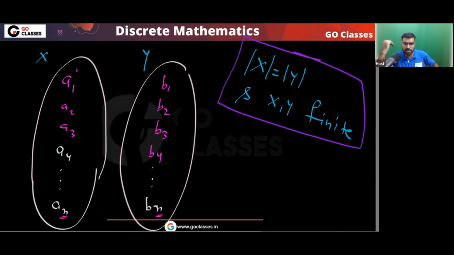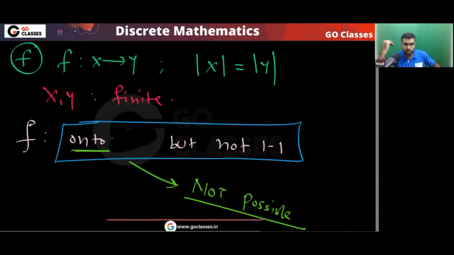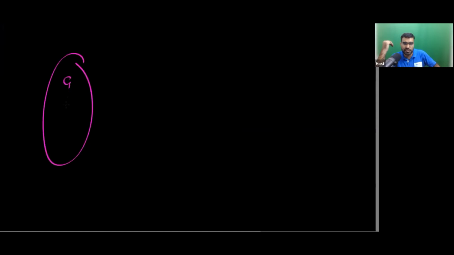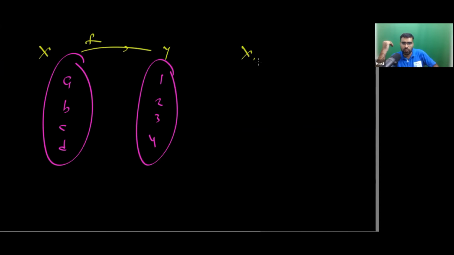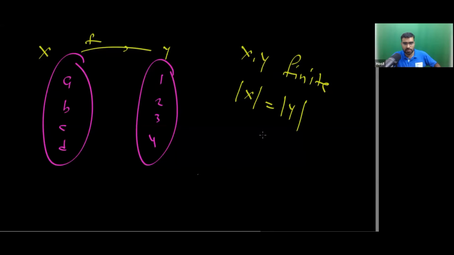For example, again, a very similar example you can take. Like if you have 4 elements, A, B, C, D, and you have 4 elements, 1, 2, 3, 4. This is set X, this is set Y, this is the function. Both X, Y are finite, and their cardinality is also the same. Now you can easily notice, I want a function. I want this to be onto.